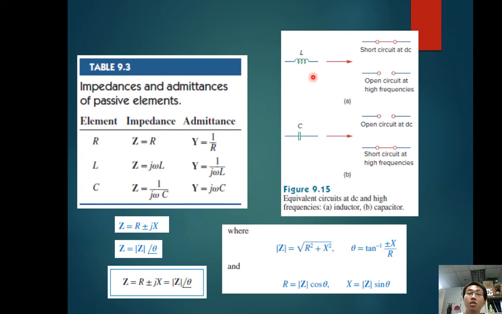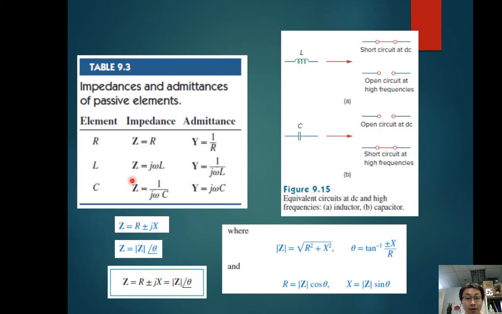Just for information, an inductor will short circuit at DC, and it will open circuit at high frequency. A capacitor will open circuit at DC and then short circuit at high frequency. Let's have a look at the inductor L. If the frequency is very high, it means omega is very high, then impedance will be very high. When impedance is very high, it will open circuit. In a DC circuit, the frequency is almost 0, so it will be short.